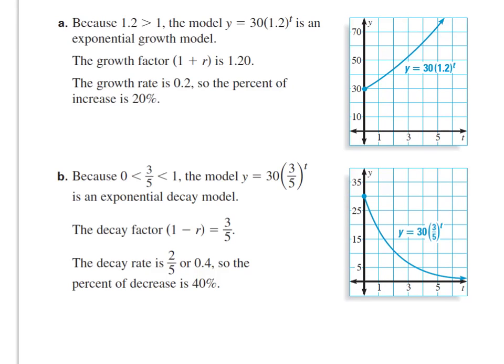Here's the graph of both of those, and that 1.2, that growth, of course, the 0.2 was the extra, so that's a 20% rate of increase. Otherwise, if it were 2%, of course, it'd be 0.02. And then the 3/5, the decay, is 1 minus r, remember, so that would have been 1 minus 2/5, and 2/5 is 0.4 or 40%. So that would be the rate of decrease.